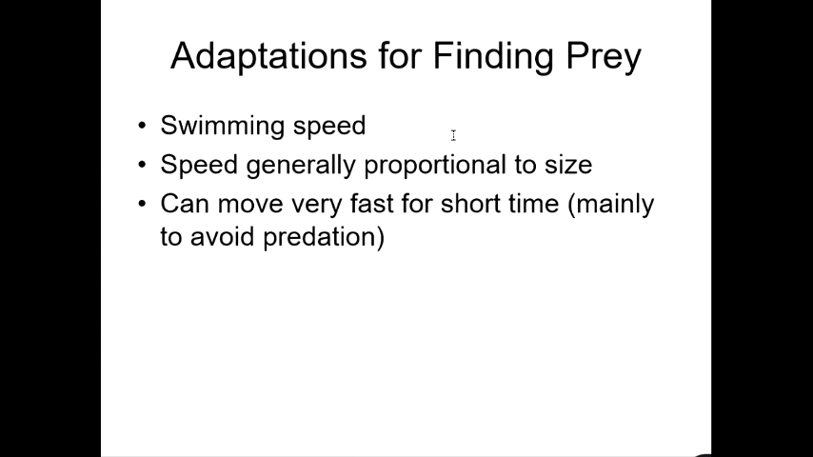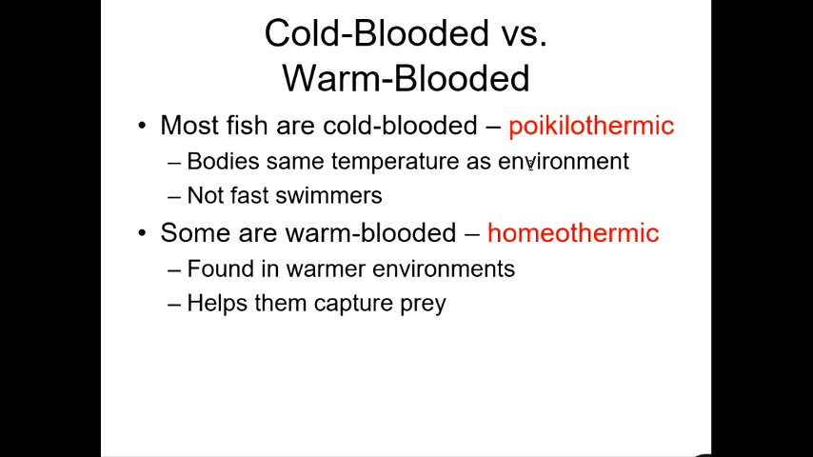The adaptations they have for prey, they are extremely amplified in their speed. They're fast. They have to chase down food. And then the speed is generally proportional to size. The larger the organism, the faster they can move. These also have the characteristic that they can have quick jets of speed, but they can't maintain this for as long a period of time. We can talk about whether these certain fishes are cold-blooded or warm-blooded.